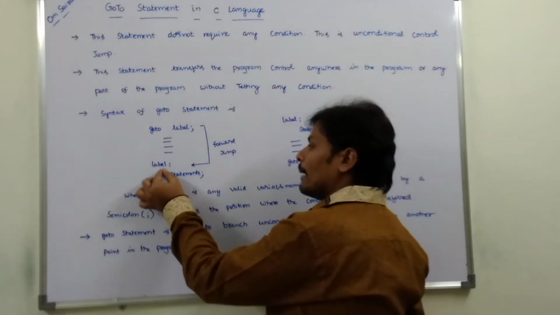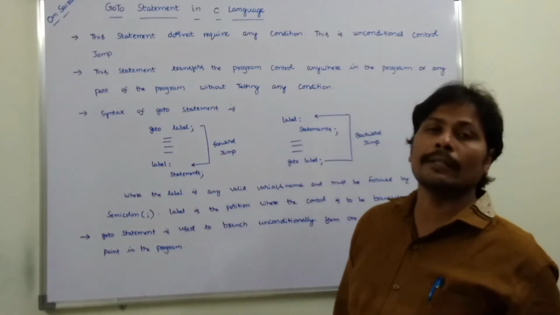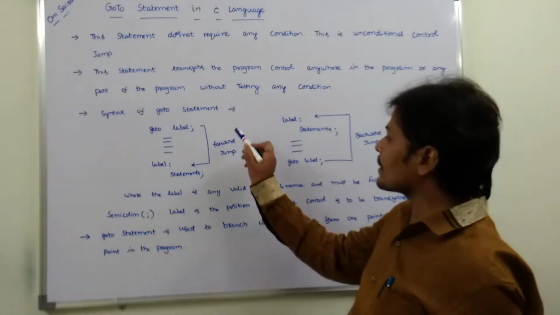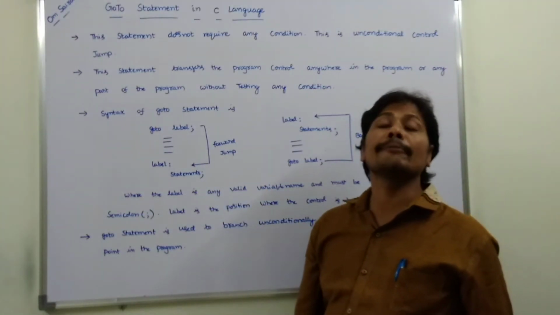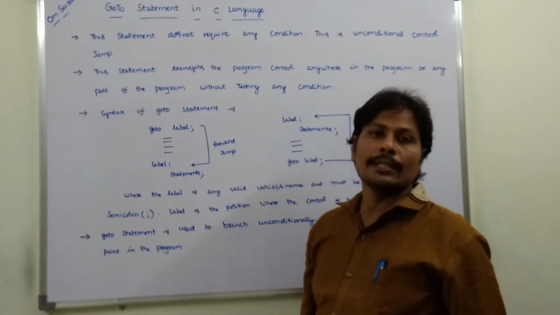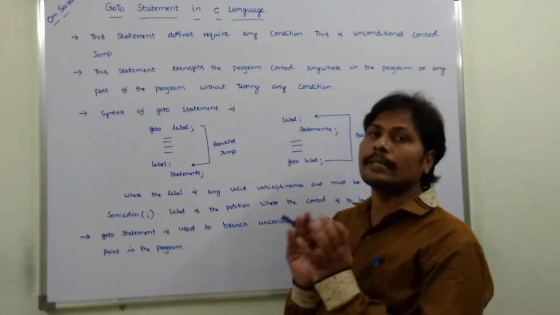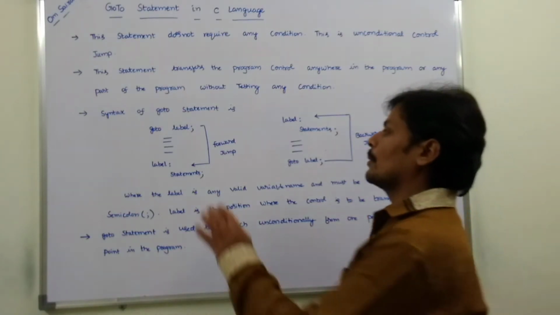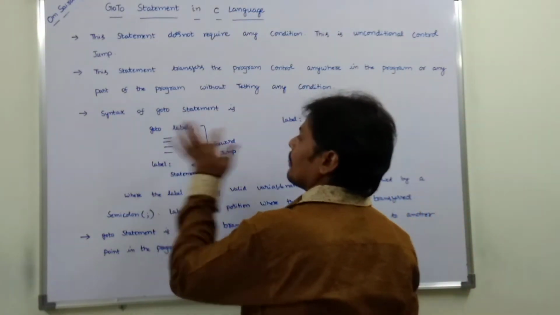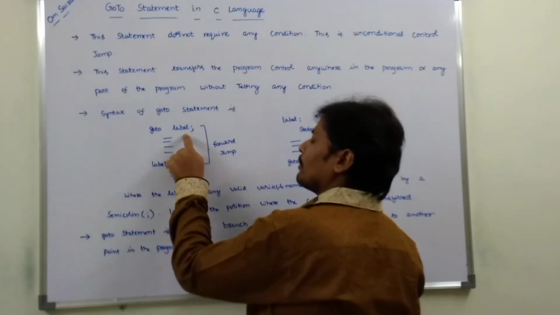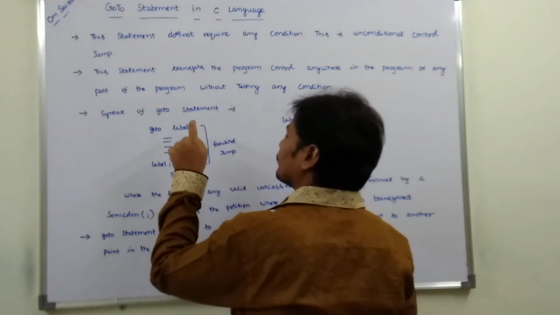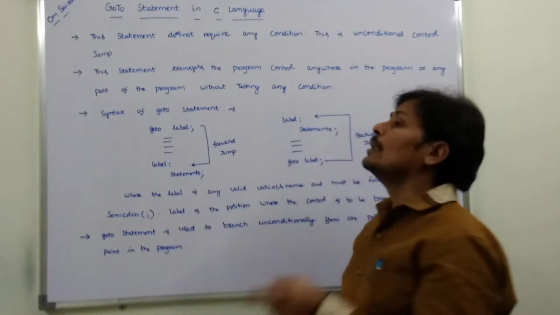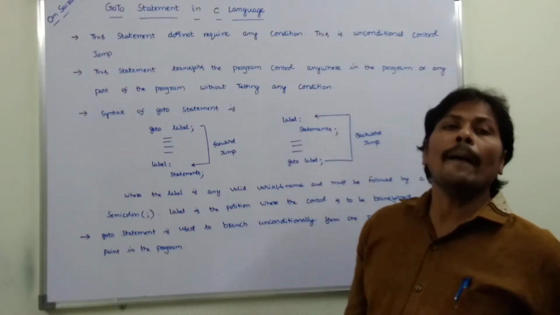At the label, whatever statements come after the label are executed. This type of jump is called a forward jump. Here the label is after the goto label statement. Whenever the statement occurs, the program control is transferred from this statement to the label statement in the program.